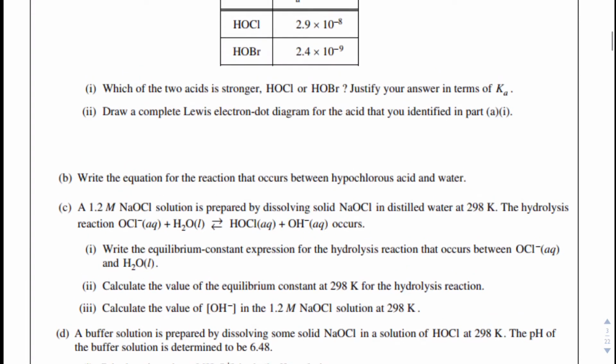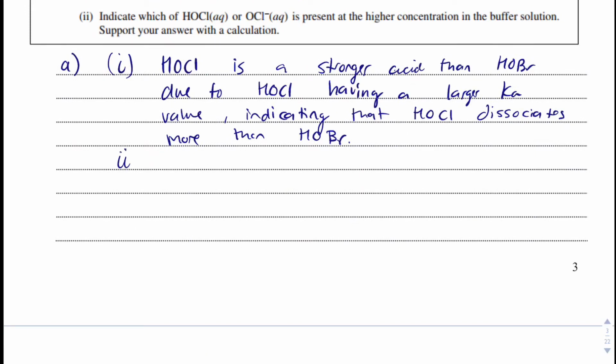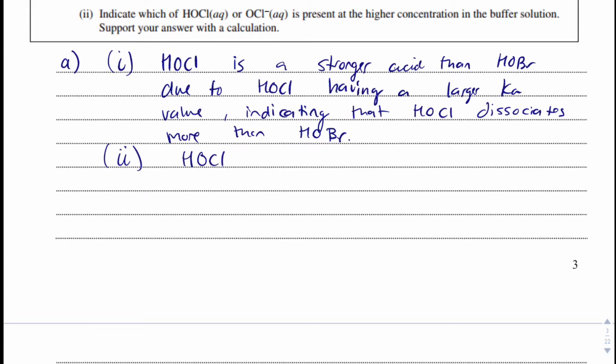Okay, draw the complete Lewis electron diagram for the acid you identified in part A. So that's HOCl. So what we'll do is we have 1 plus 6 plus 7, we should get 14 valence electrons. Oxygen will be our central element. If you're ever in doubt, just bond it the way that the formula looks.